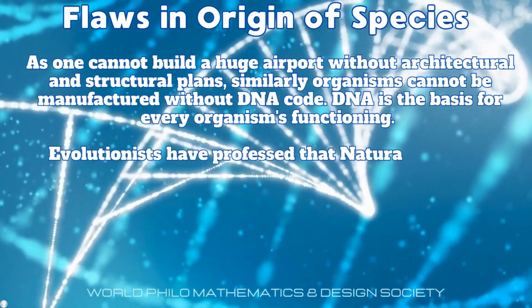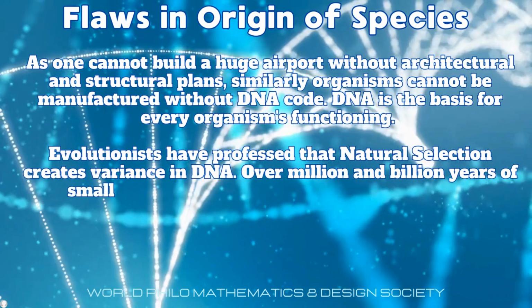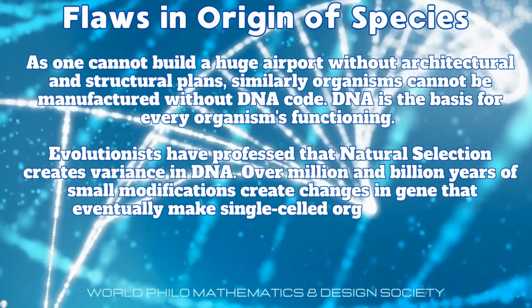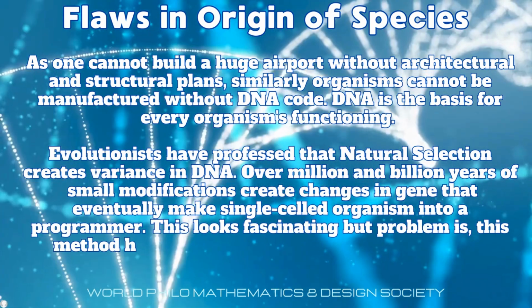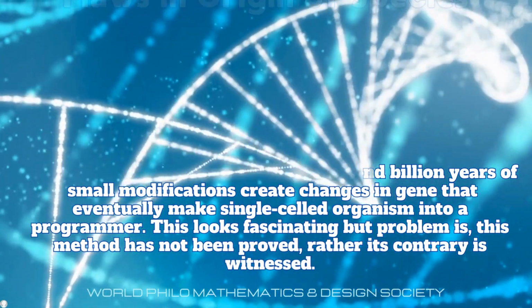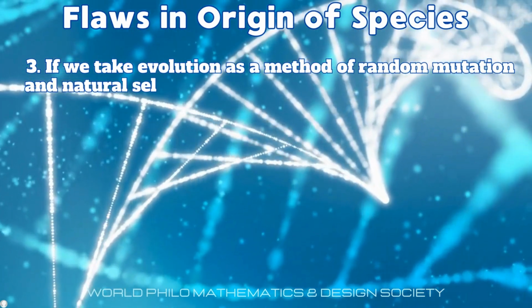Evolutionists have professed that natural selection creates variance in DNA. Over billions of years, small modifications create changes in genes that eventually make a single-celled organism into a programmer. This looks fascinating, but the problem is this method has not been proved. Rather, its contrary prevails.